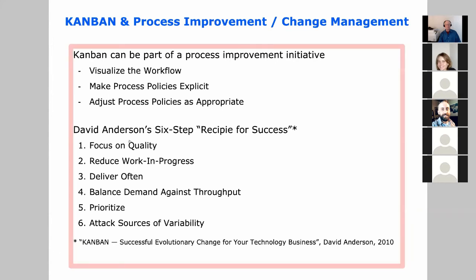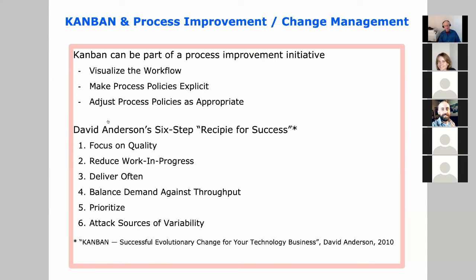So it can be a valuable part of a process improvement initiative to help visualize the workflow, and you're going to make your process policies much more explicit, meaning when stuff is allowed to move from one column to another within the workflow. And you can adjust those process policies as appropriate.